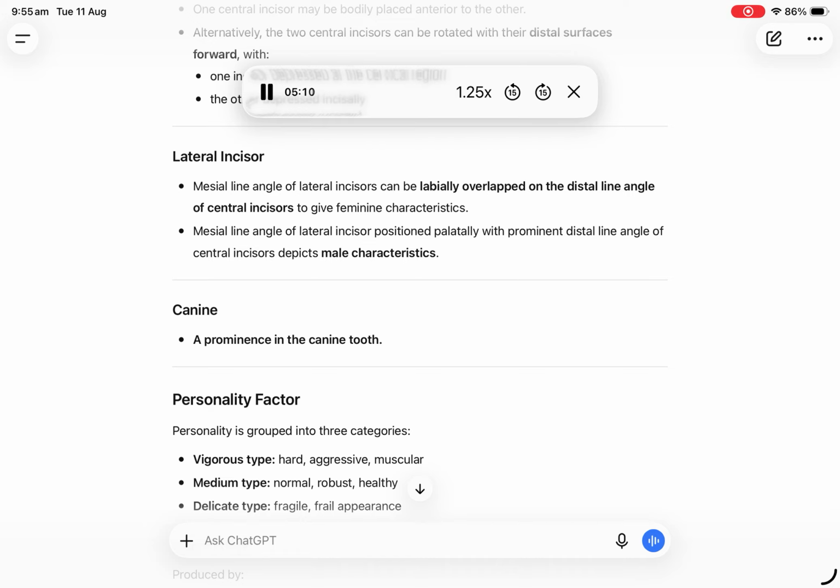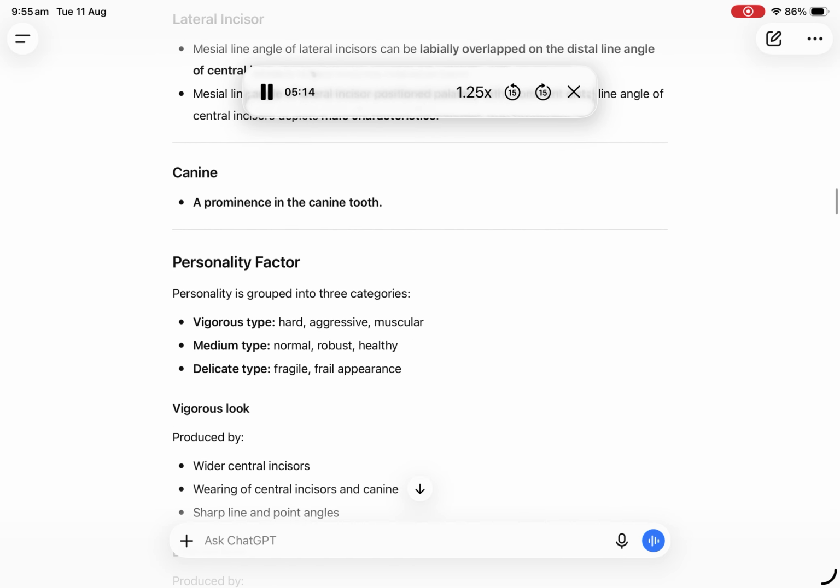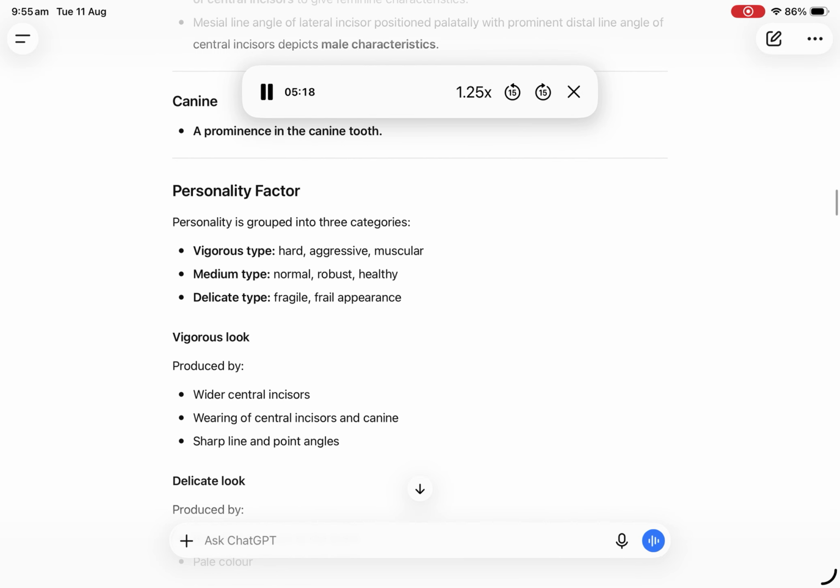Canine. A prominence in the canine tooth. Personality factor. Personality is grouped into 3 categories. Vigorous type: hard, aggressive, muscular. Medium type: normal, robust, healthy. Delicate type: fragile, frail appearance.